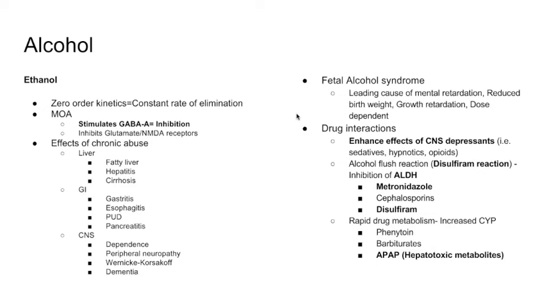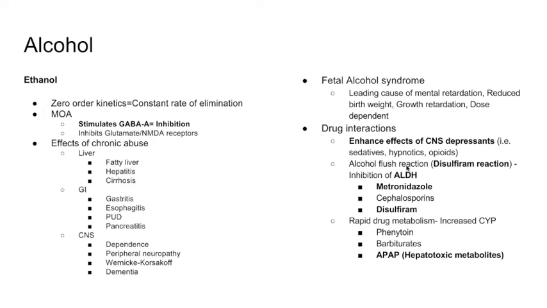There's a bunch of drug interactions for alcohol. I guess the ones that I wanted to focus on are a few different ones. First thing is that because alcohol is a CNS depressant, if you combine it with another CNS depressant, there is an enhanced or synergistic effect. So, for example, if you combine it with sedatives like phenobarbital or benzodiazepines, or hypnotics like zolpidem, or opioids, you have a higher likelihood of CNS depression, respiratory depression.